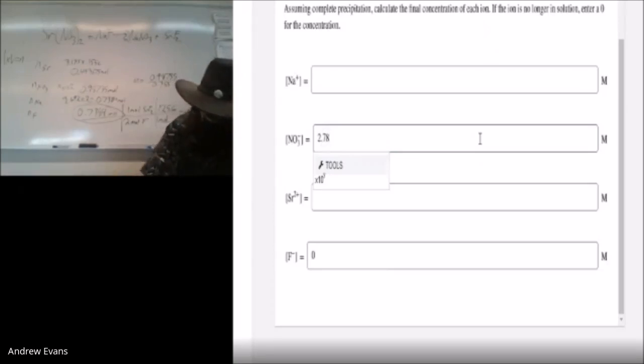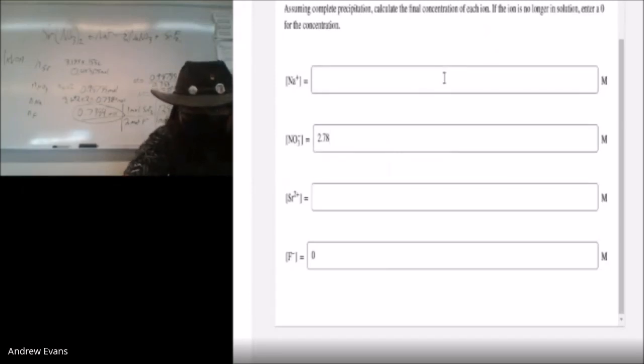Doing the same thing with sodium. Taking my 0.7384 divided by 0.355 would give us the molarity of sodium being 2.08.